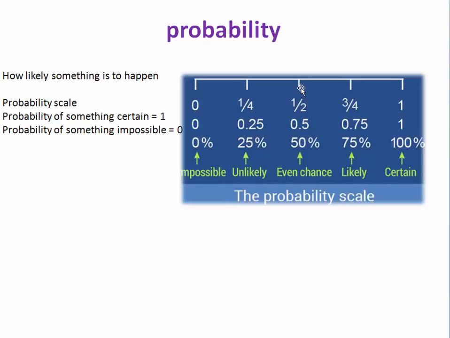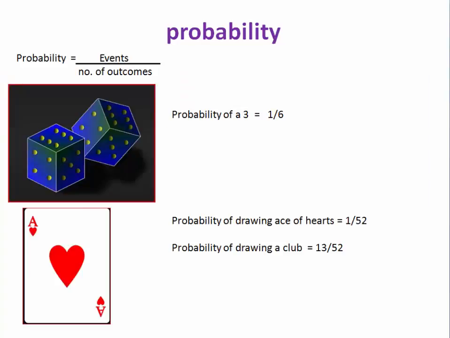Throwing a head or a tail when we flip a coin, that would be an even chance. And certain, that it's going to be cold at Christmas, or it's going to rain in Manchester. Probability is the events divided by the number of outcomes.